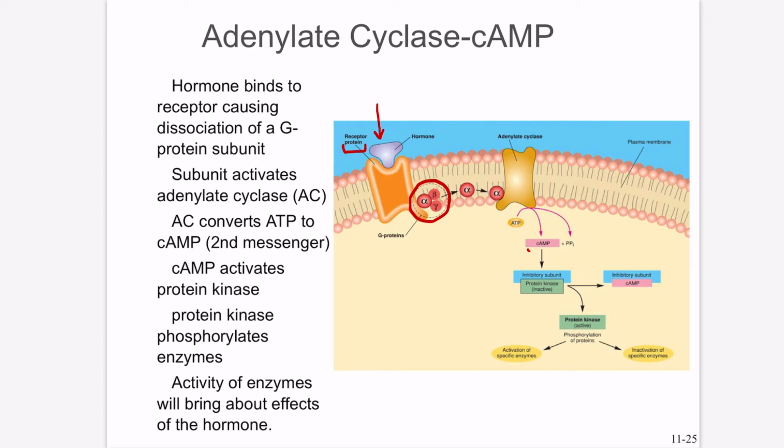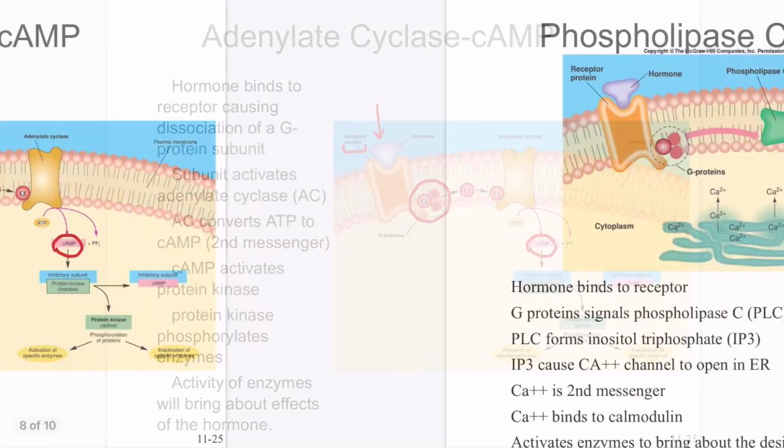And we've seen this before. Cyclic AMP is a second messenger. That is our second messenger. It is going to activate protein kinase, which is going to phosphorylate protein and activate it. So that is how an enzyme gets activated by that first messenger of hormone.